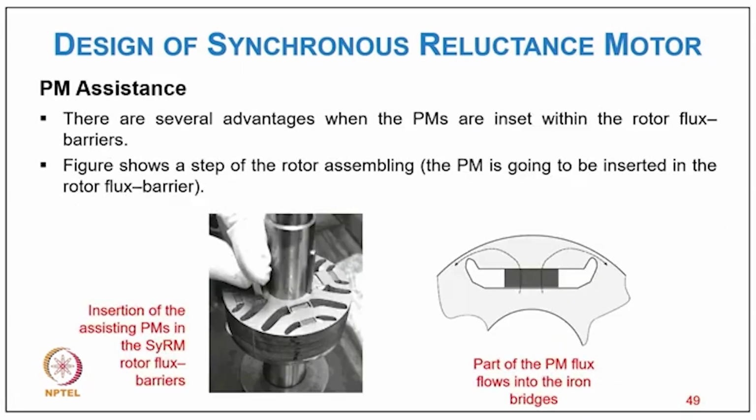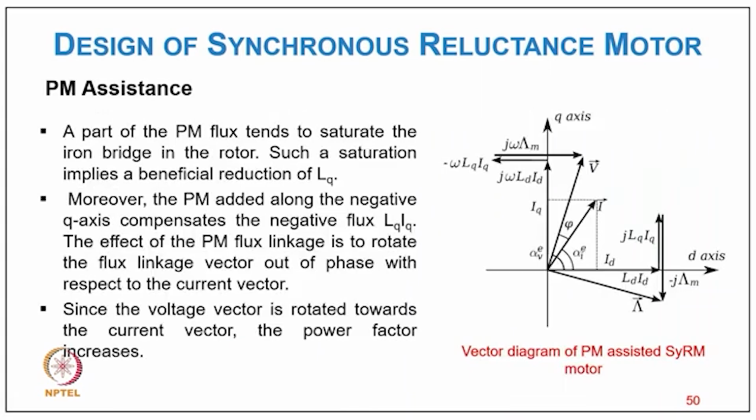Now PM assistance. There are several advantages when PMs are inserted within the rotor flux barrier, and the figure shows a step of the rotor assembly, with the PM being inserted in the rotor flux barrier, as you can see in the photograph as well as in the drawing. So we insert assisting permanent magnets in the synchronous motor rotor flux barrier, and part of the PM flux goes into the iron bridge. This part of the PM flux tends to saturate the iron bridges of the rotor, and such a system implies a beneficial reduction in the Lq.